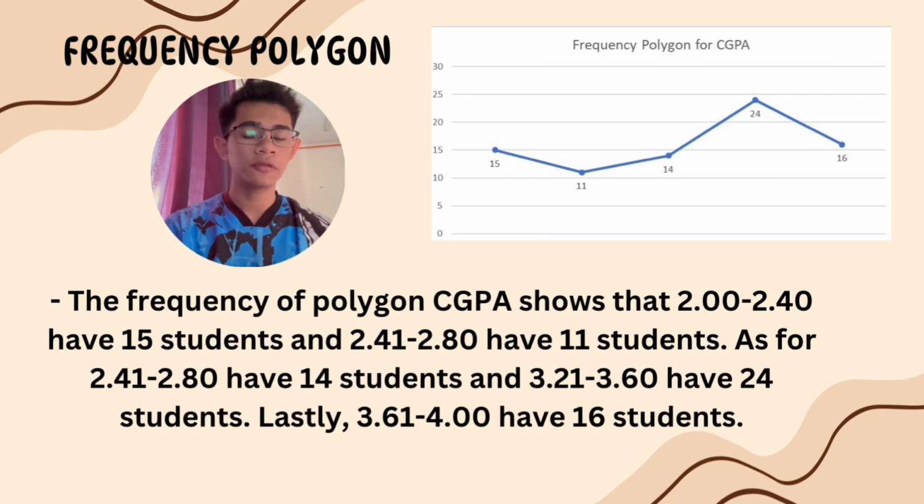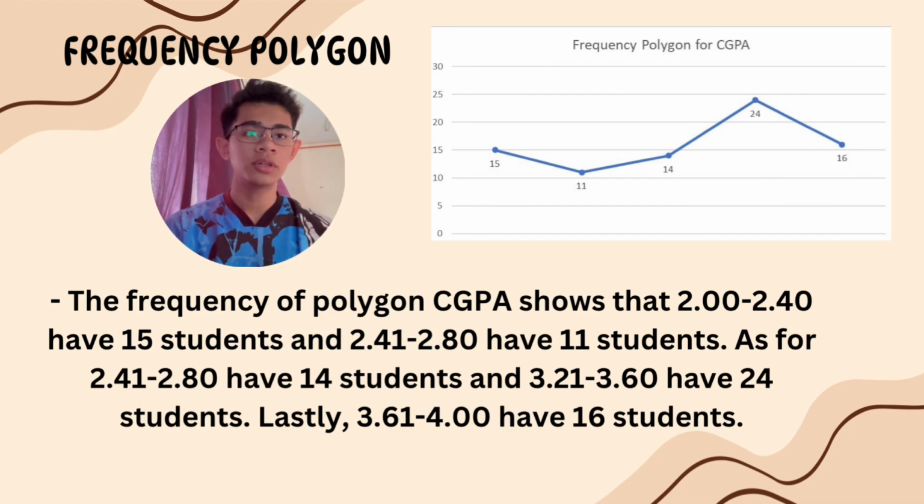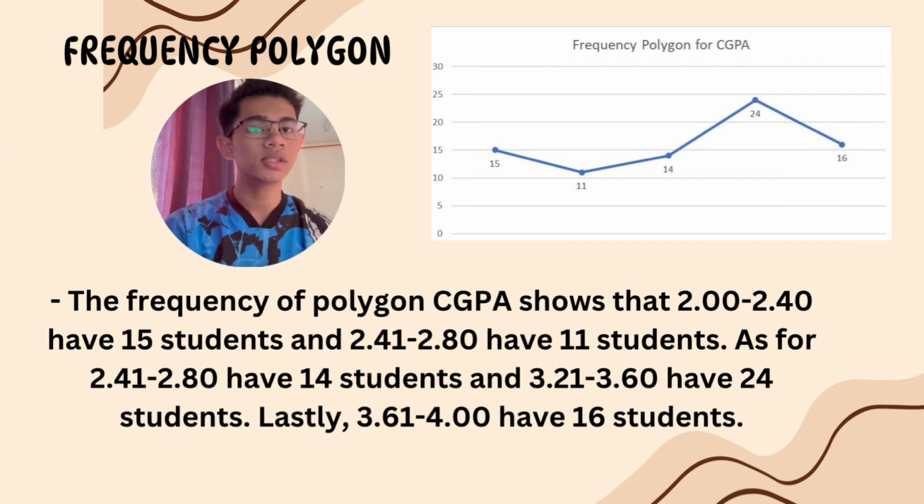After that, I want to talk about the frequency polygon for CGPA. Here is the graph. The frequency polygon of CGPA shows that 2.00 until 2.40 have 15 students, and 2.41 until 2.80 have 14 students, and 3.21 until 3.60 have 24 students, and lastly 3.61 until 4.00 have 16 students.